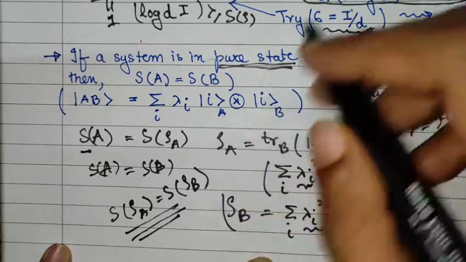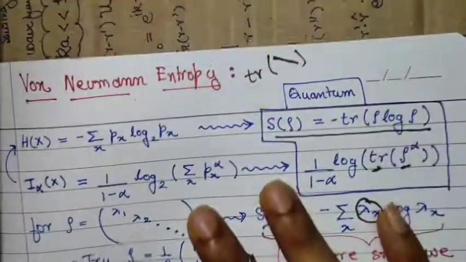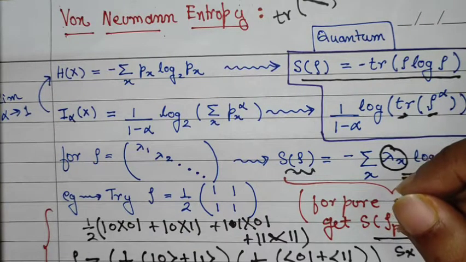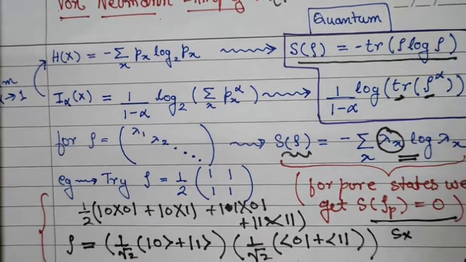So that's all for this video. In this video we discussed von Neumann entropy and a few of its consequences and examples. So that's all.